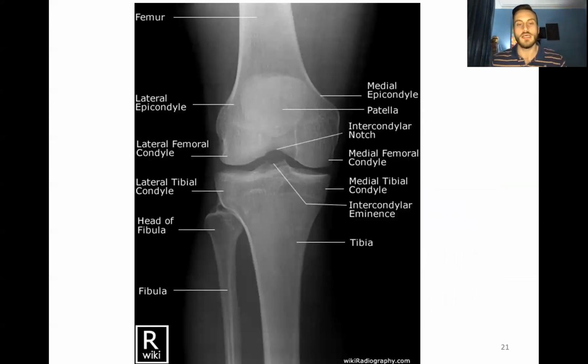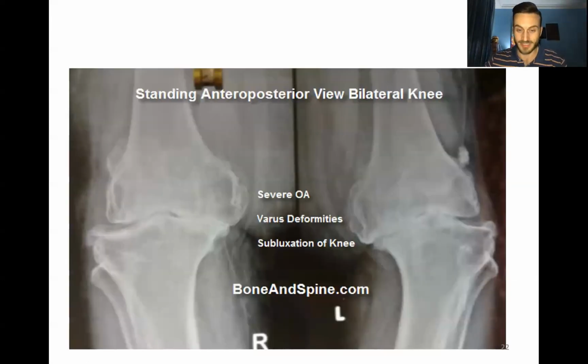So this is a normal AP X-ray with good exposure. You can see the distal femur and the proximal tibia and fibula. You can see the patella. You can see the joint space. It's very nice. There are no deformities. There are no fracture lines. This is normal. But here you can see a standing AP.